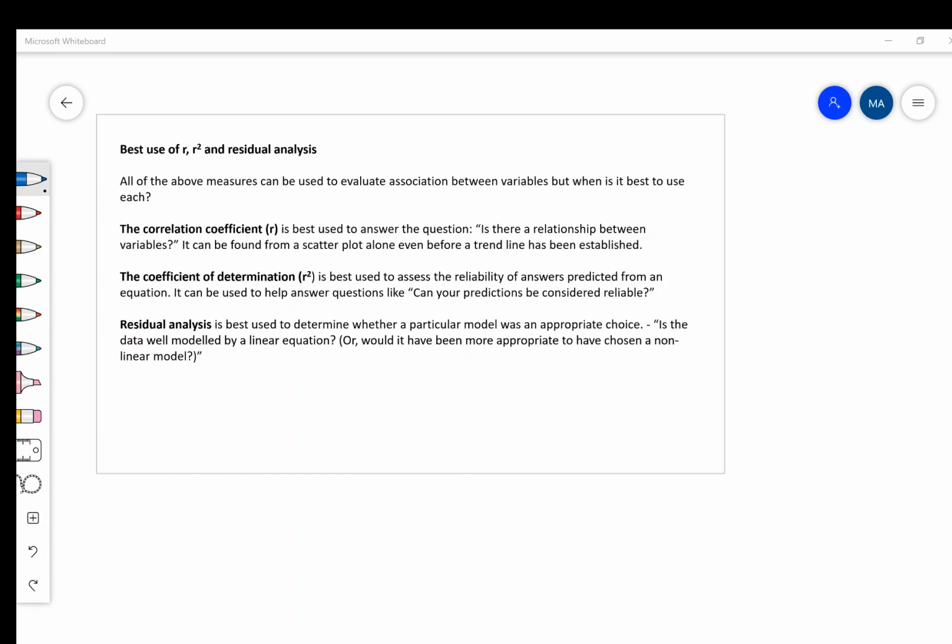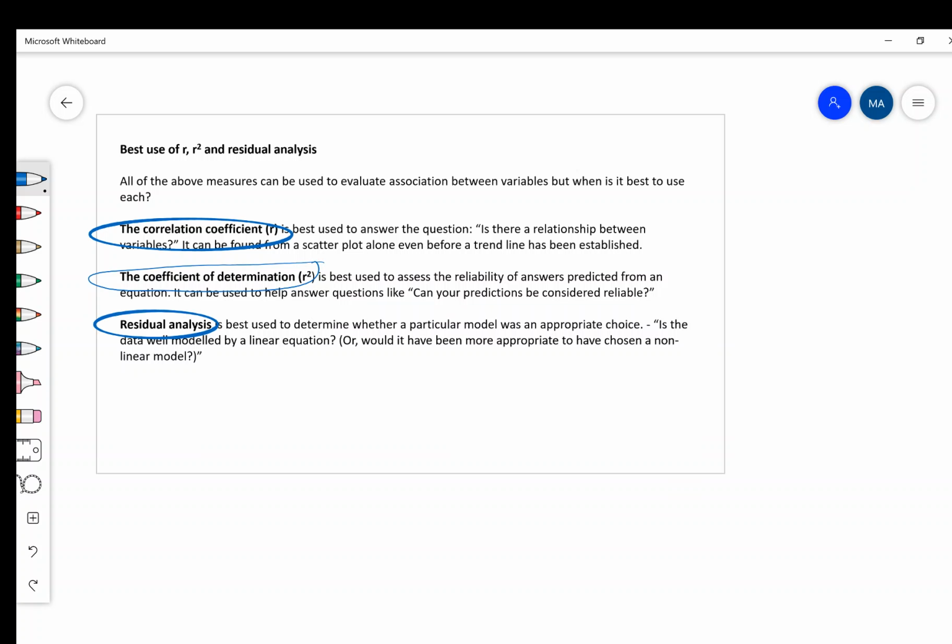So, general math students, throughout this unit, we've looked at various statistical measures in order to analyse and interpret data and models of data. Now, what I'm going to discuss in this video is how we use these different measures, and by that I'm talking about the correlation coefficient, the coefficient of determination, and residual analysis.